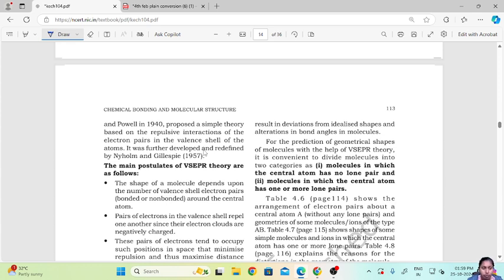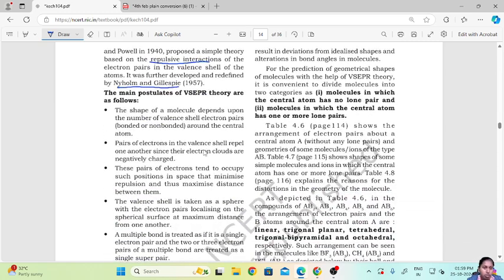In 1940, Sidgwick and Powell proposed a simple theory based on the repulsive interaction between the electron pairs in the valence shell of an atom. But it was further developed and refined by Nyholm and Gillespie, who studied the concept further and redefined it. What are the main postulates of VSEPR theory, or what are the main things that VSEPR focuses on?